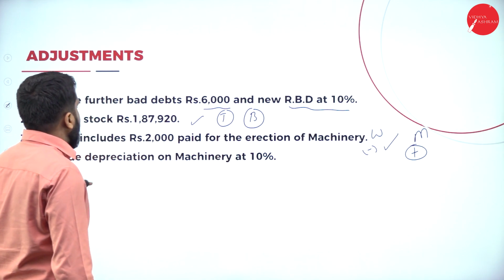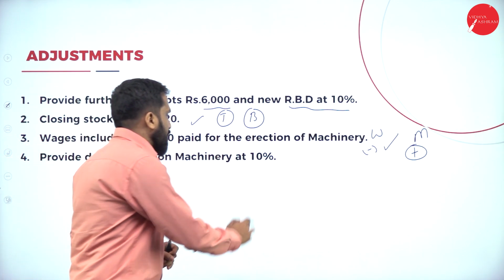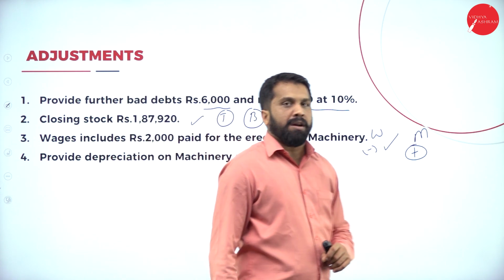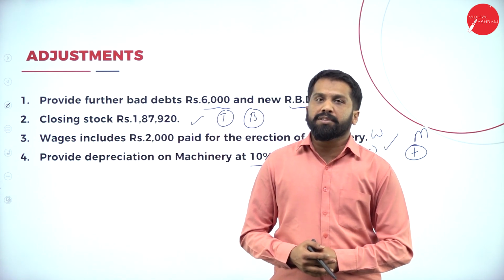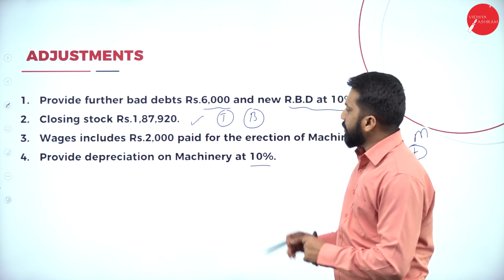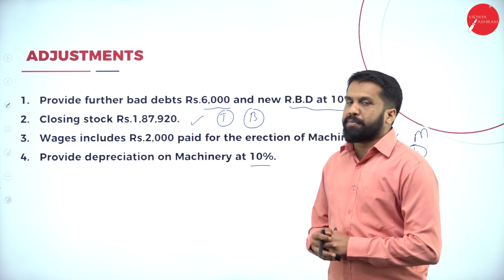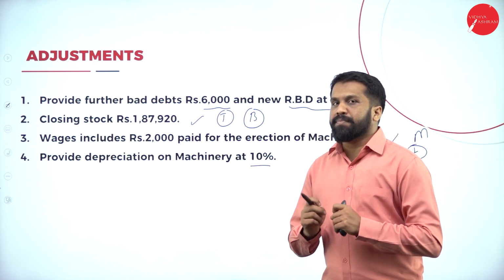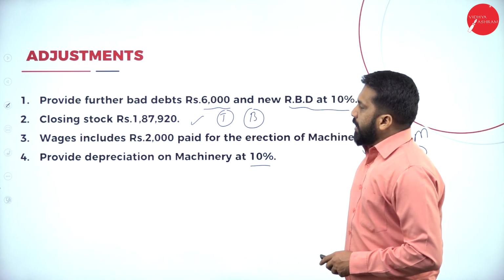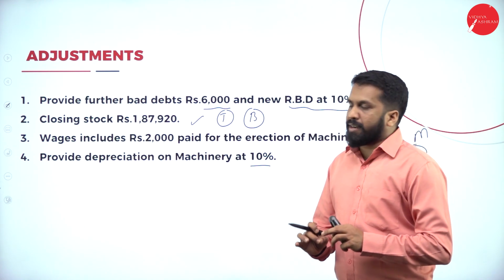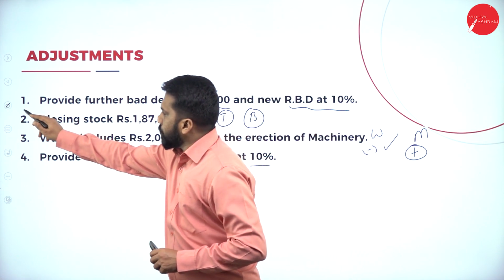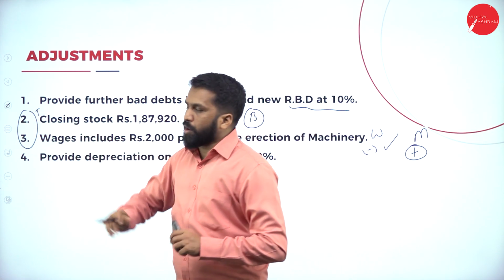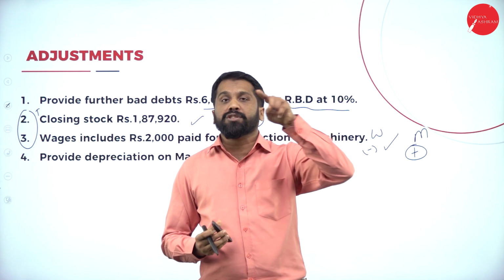Next, provide depreciation on machinery at 10%. Now, on machinery we should calculate 10%. Clear? Yes. So these are your adjustments, but for your trading account, we need these two. Now we are concentrating only on the first account.